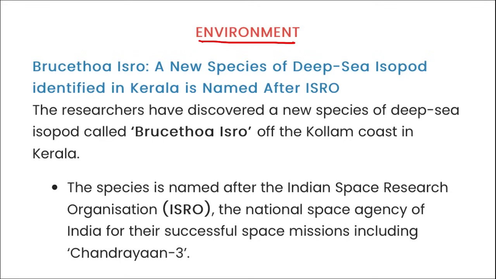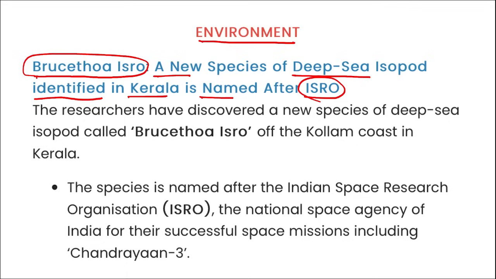Next is about environment. A new species of deep sea isopod has been identified in Kerala and has been named after ISRO, that is Bathynomus ISRO. This is the name of the new species of deep sea isopod, right? This was identified in Kerala and has been named after ISRO, correct?